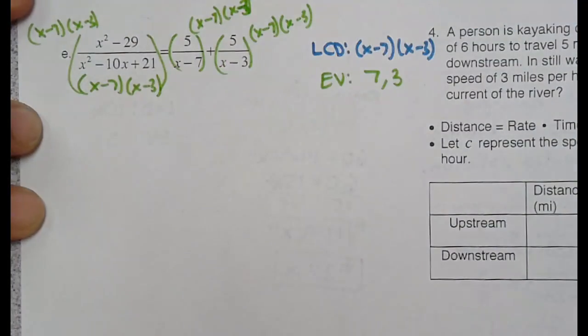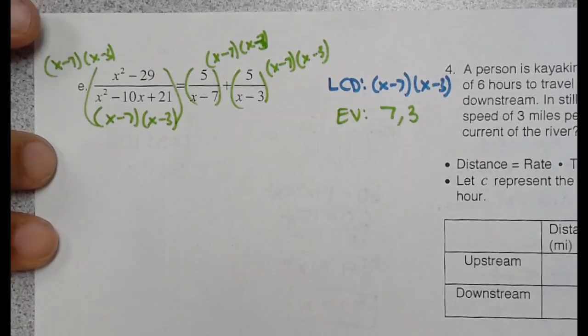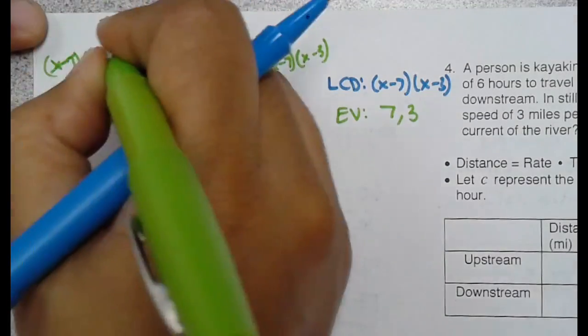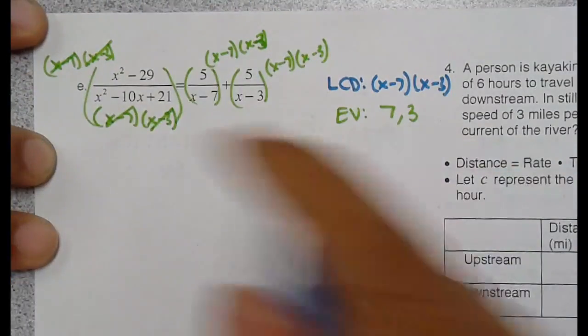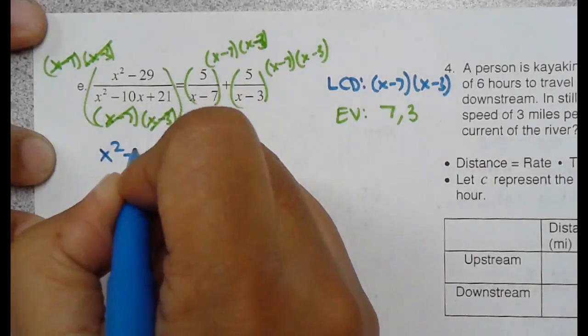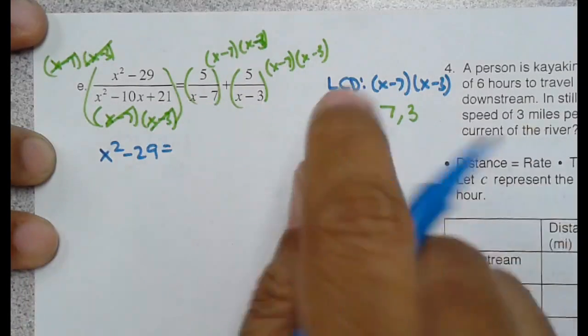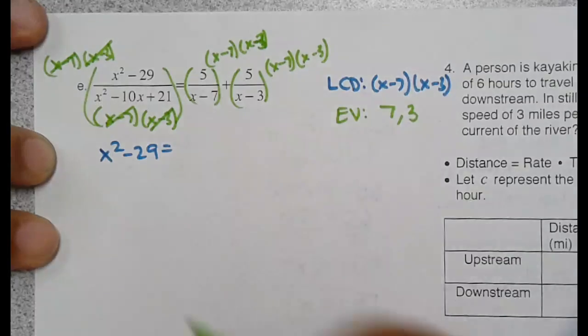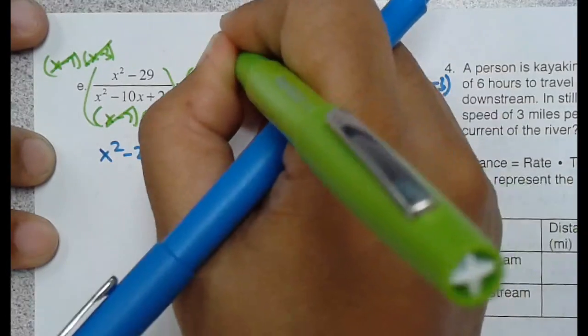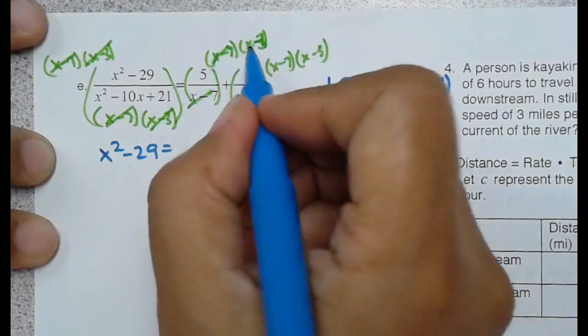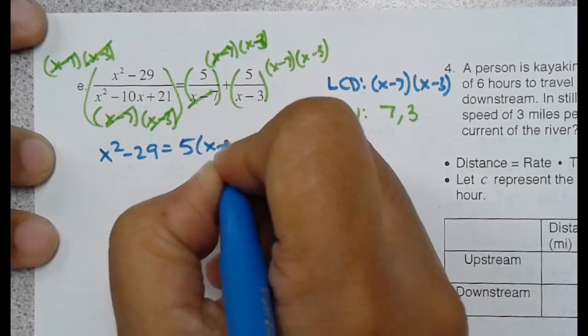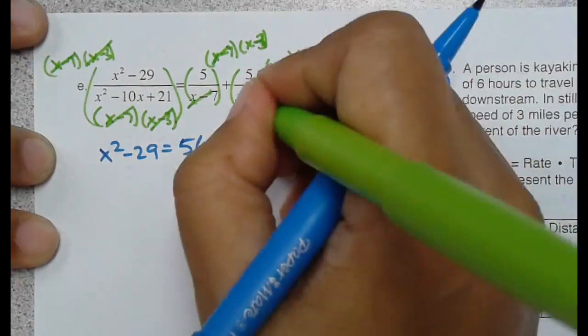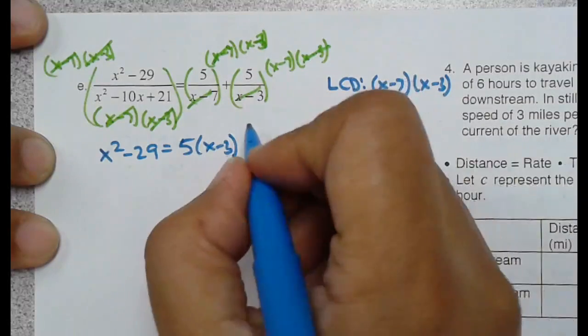All right, let's cancel. So x minus 7 and x minus 3 both cancel here, so we're just left with the numerator of x squared minus 29. If you pick the right LCD, the denominator should always cancel out. X minus 7 cancels, you still have the 5 and this x minus 3. Here, the x minus 3 cancels, and you're left with the 5 and the x minus 7.